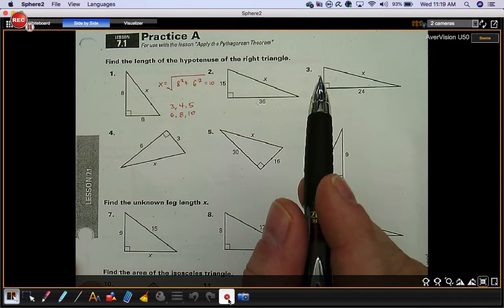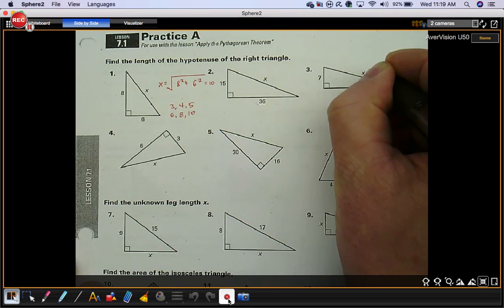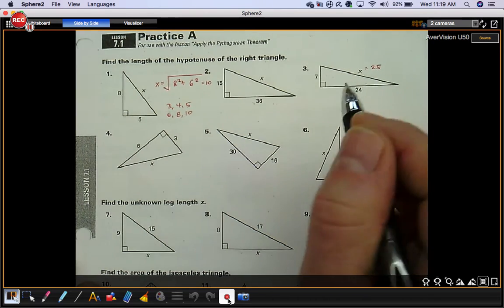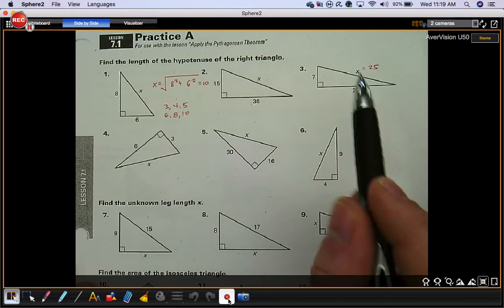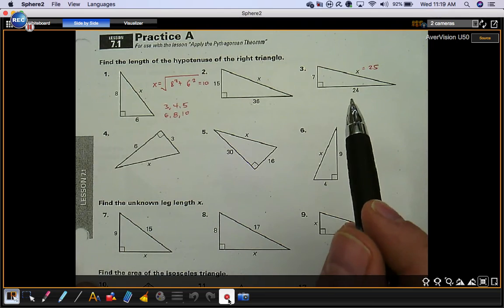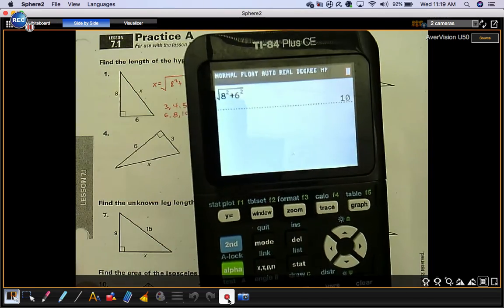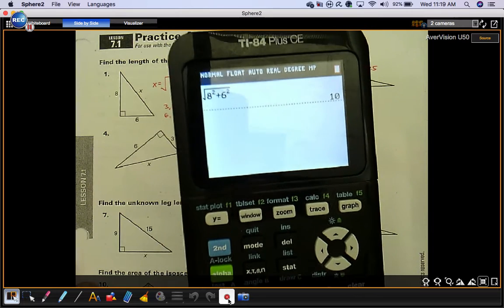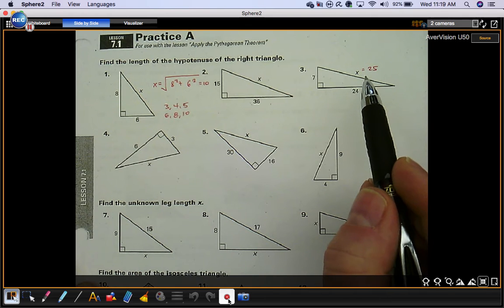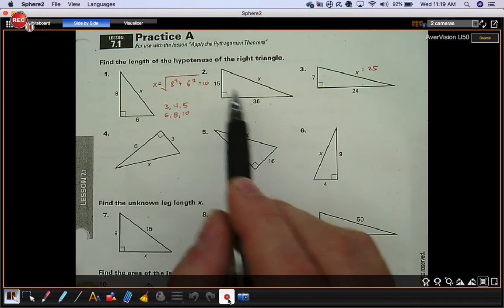For example, 7, 24. I know my triples. I know that's 25. So it's really fast, really easy. Now, if you're looking for these triples and it's taking you over a minute to find out whether it's a triple or not, then by all means, just type it in like this, because how long did this take? This took about 5 seconds. I knew that answer in about 1 second, probably less. I know this answer, and it's not going to take me long either.